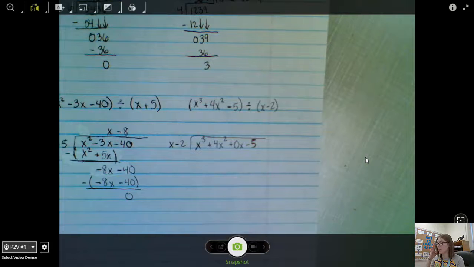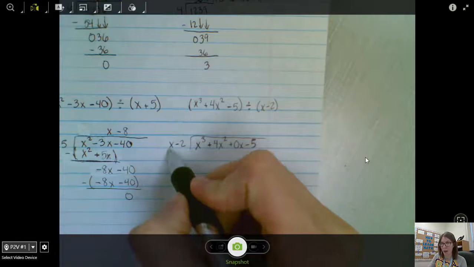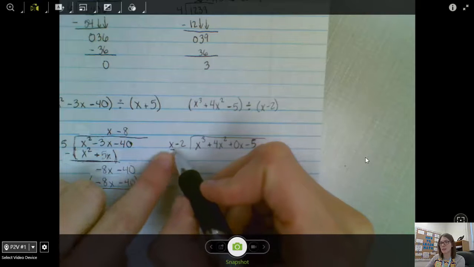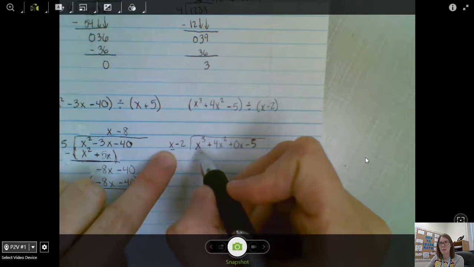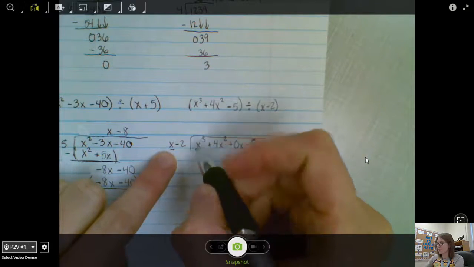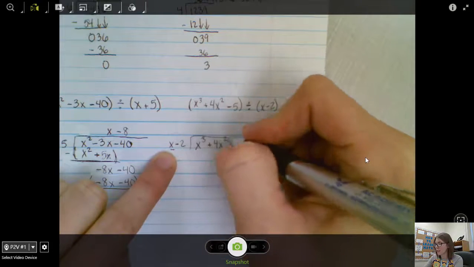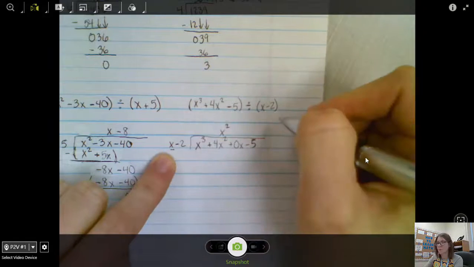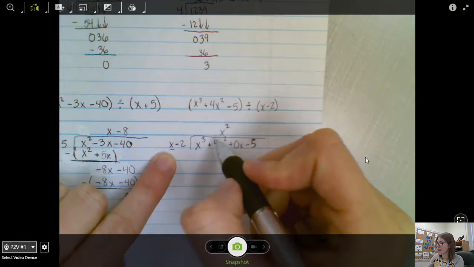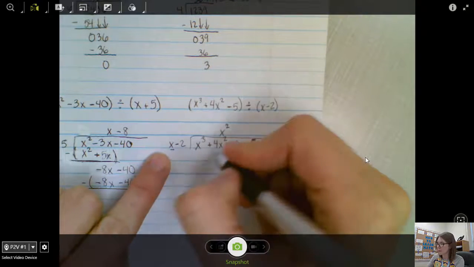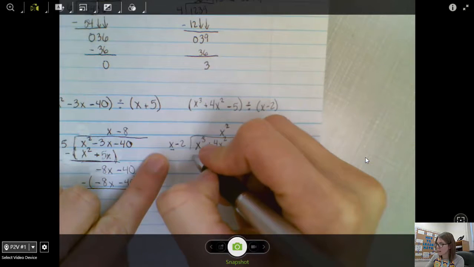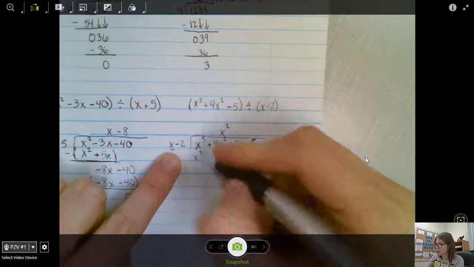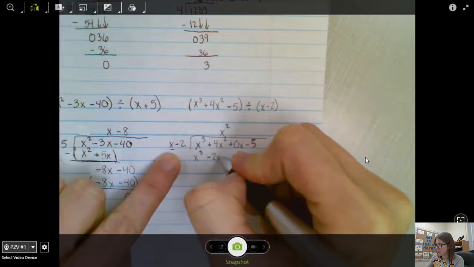Just like that last problem, it's really this first part that we need to be concerned with. So what times x gives me x cubed? X squared. Find my x squared term here, and write x squared above it. Multiply this through. X squared times x is x cubed. X squared times negative 2 is minus 2x squared.